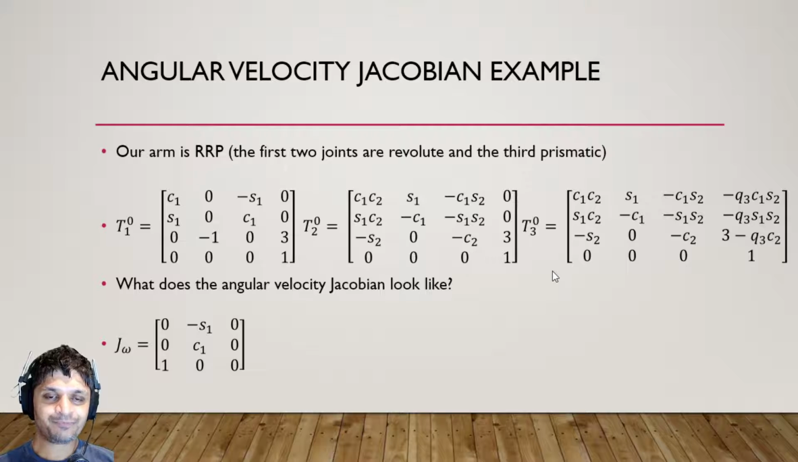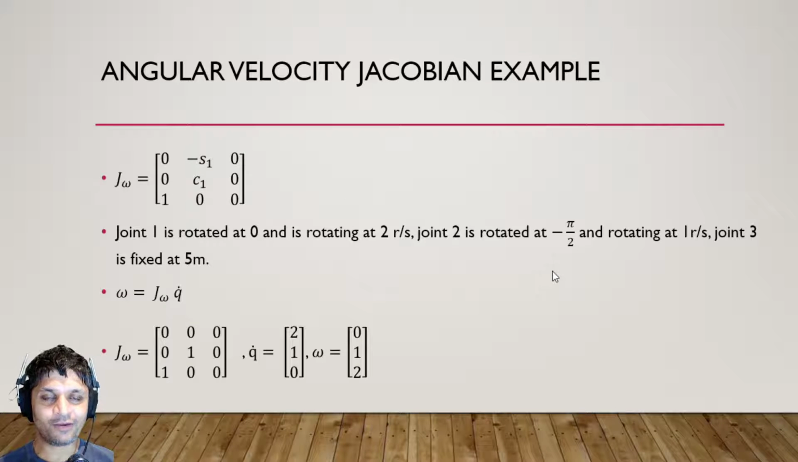Okay, so the next thing is, what do I do with this Jacobian? So I've got this Jacobian. Now let's say I know that joint 1 is rotated at 0 degrees and is rotating at 2 radians per second. Joint 2 is at minus pi over 2 and rotating at 1 radian per second. And joint 3 is fixed at 5 meters. So it's not moving, but even if it was, it's extending or retracting, right?